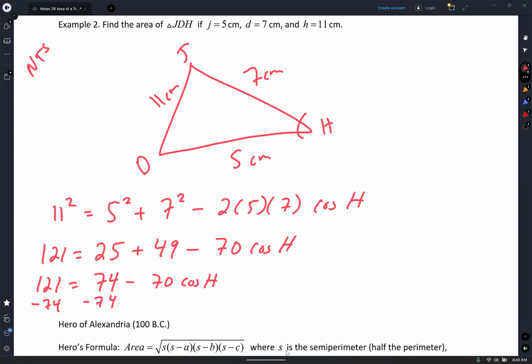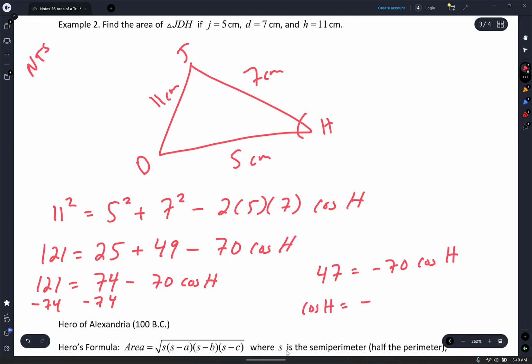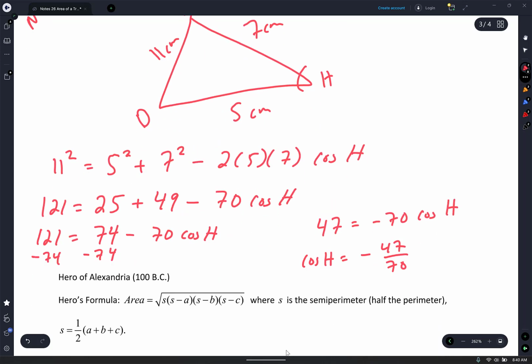Now I'm trying to solve for cosine h, so I'm going to subtract 74. So 121 minus 74, what's that? 74, 84, 94, 104, 114, what is it? 114, 24, yeah, I think you're right, 47. 47 equals negative 70 cosine h. Now, how do I get rid of that negative 70 there? Divide by negative 70, so here's what I have. Cosine h equals, I'm going to put the negative in the front, 47 over 70. And then finally, to get angle h, I've got to do the what? The inverse.